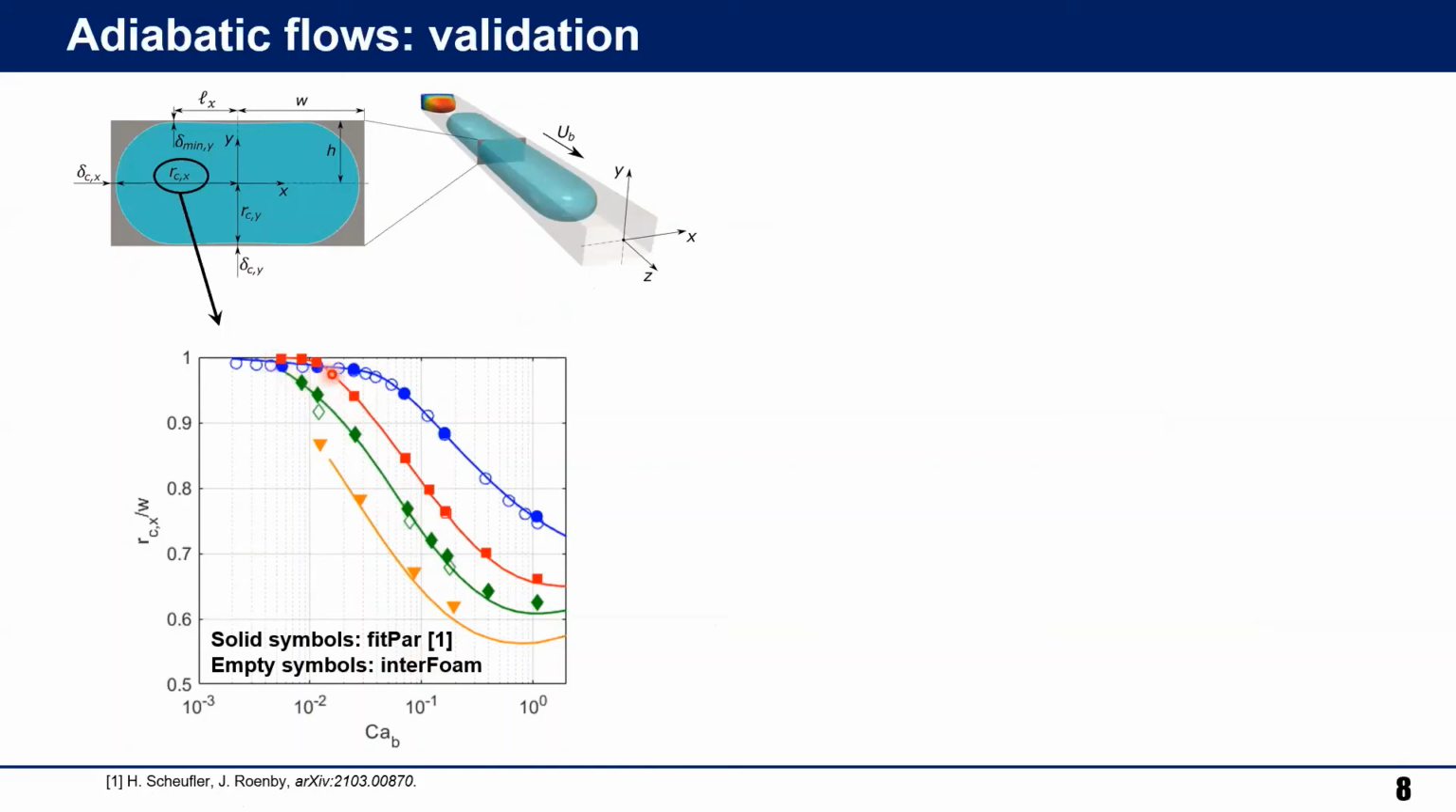We see that for the square channel, the simulations are more or less the same, but as the channel becomes more flattened, it seems that the paraboloid fit captures better the benchmark results. So it seems to perform a bit better than interFOAM.